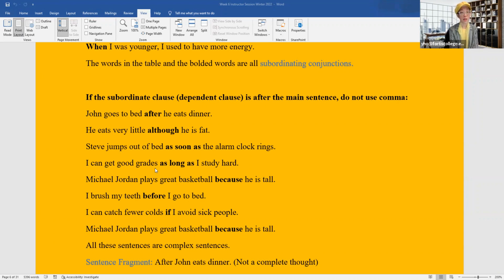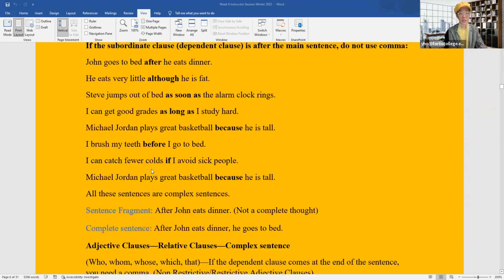Steve jumps out of bed as soon as the alarm clock rings. I can get good grades as long as I study hard. Michael Jordan plays great basketball because he is tall. I brush my teeth before I go to bed. I can catch fewer colds if I avoid sick people. So all of these sentences are complex sentences.